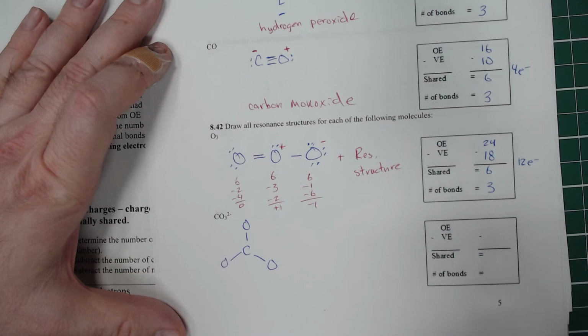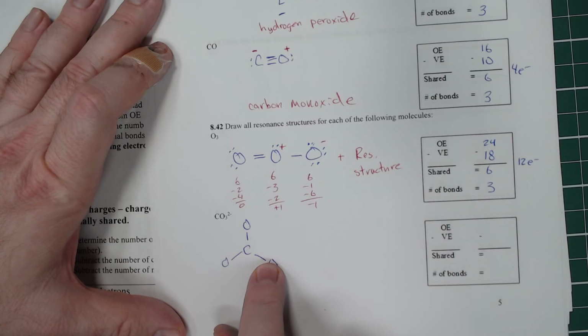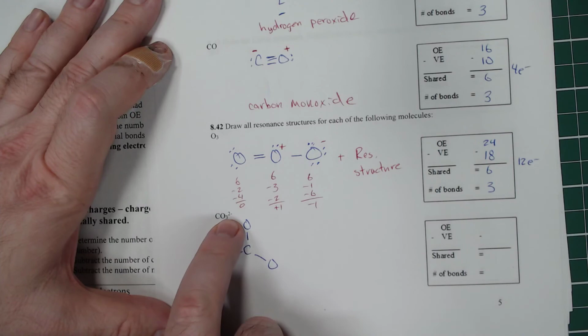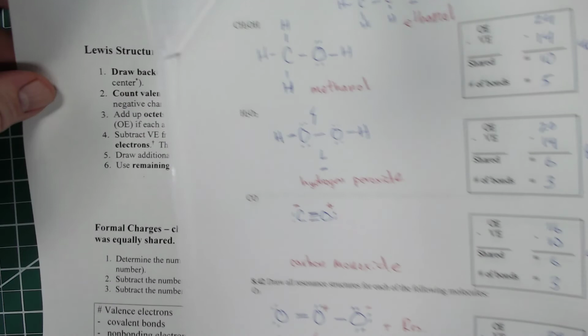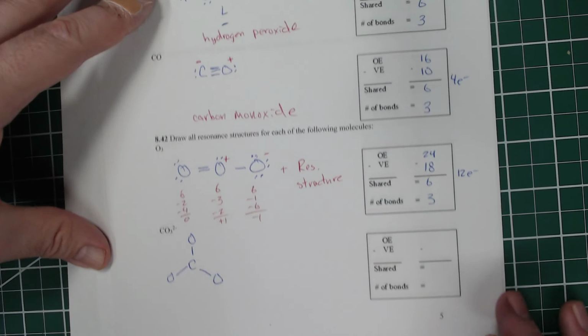Let's count up valence electrons. We have 6, 6, and 6. That's 18. And then four more for the carbon. That's 22. However, you'll notice that there's a negative 2 charge. And if we come back over here, it's plus 1 for each negative charge and subtract 1 for each positive charge. So since we have a negative 2 charge, we're going to add 2 electrons. So 22 plus 2 gives us 24 valence electrons.